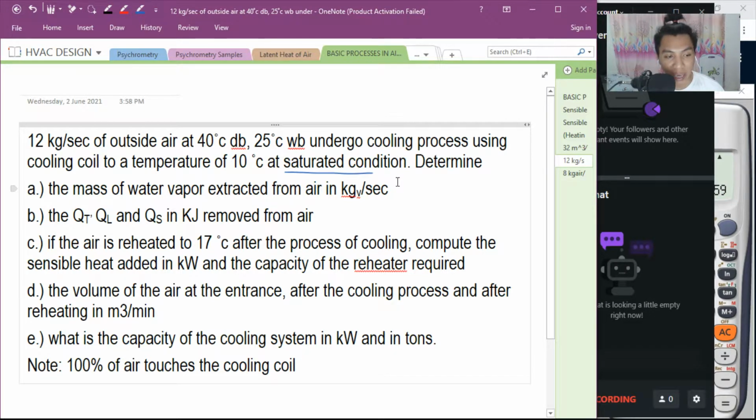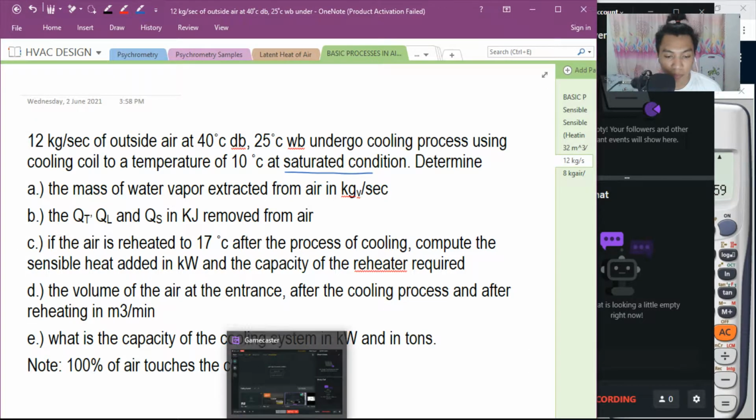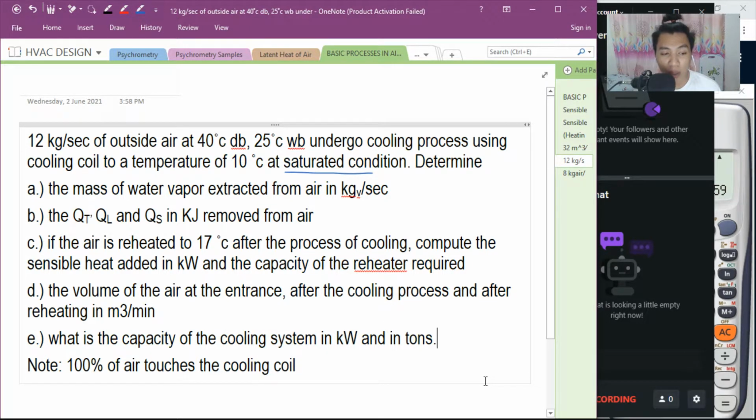Letter C, the air is reheated to 17 degrees Celsius after the cooling process. So, you have placed a reheater. You have to compute the sensible heat added in kilowatts and the capacity of the reheater. This is a rather long problem. Letter D, the volume of the air at the entrance, after the cooling process, and after reheating in cubic meters per minute. And E, what is the capacity of the cooling system in kilowatts and in tons? The capacity of the cooling system means the refrigeration capacity you applied.